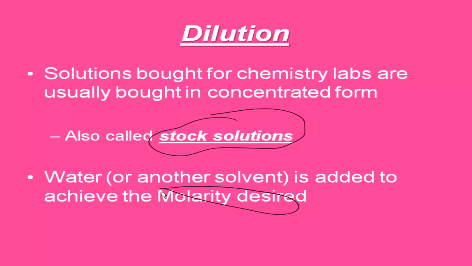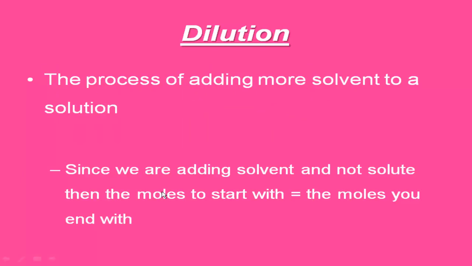So dilution then is just the process of adding more solvent. The key word that we're looking at right here is solvent. The process of adding more solvent to a solution. So we're not adding more solute, we're adding solvent. So we're adding water or alcohol, some kind of solvent to our solution. And since we're adding solvent, not solute, the number of moles that we start our solution with and the number of moles that we end a solution with are exactly the same.